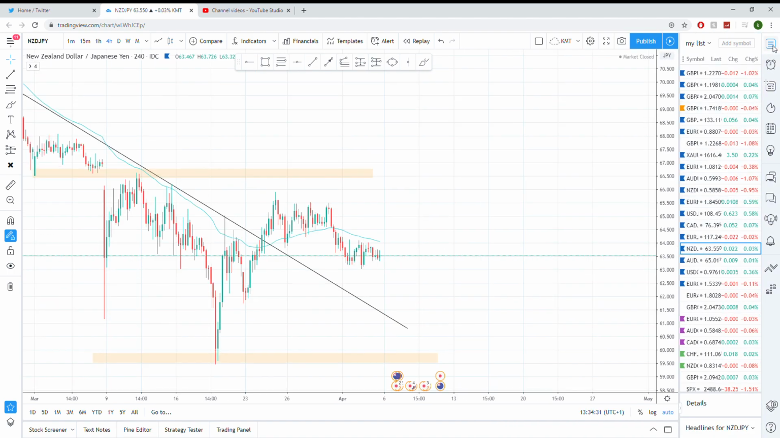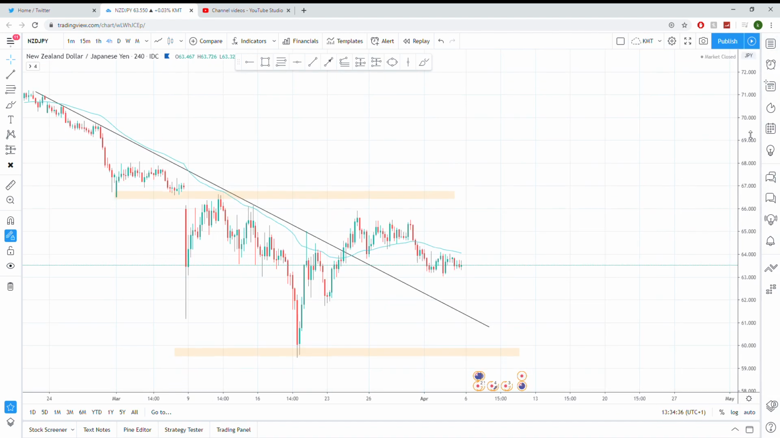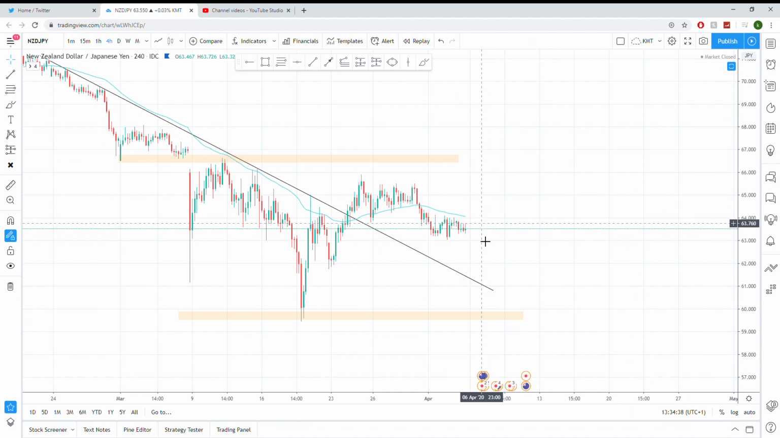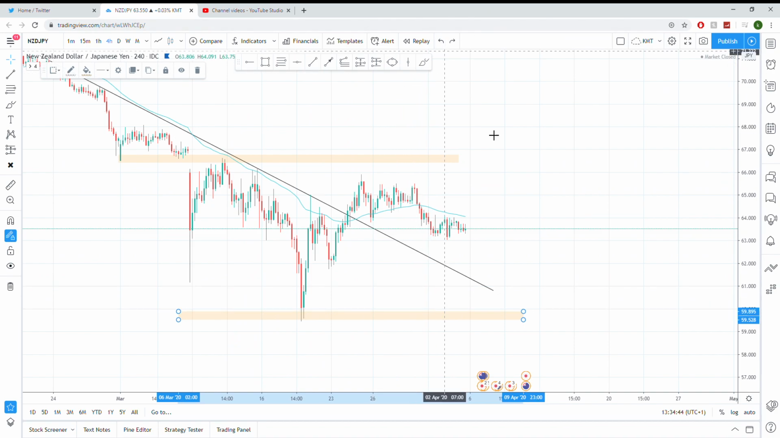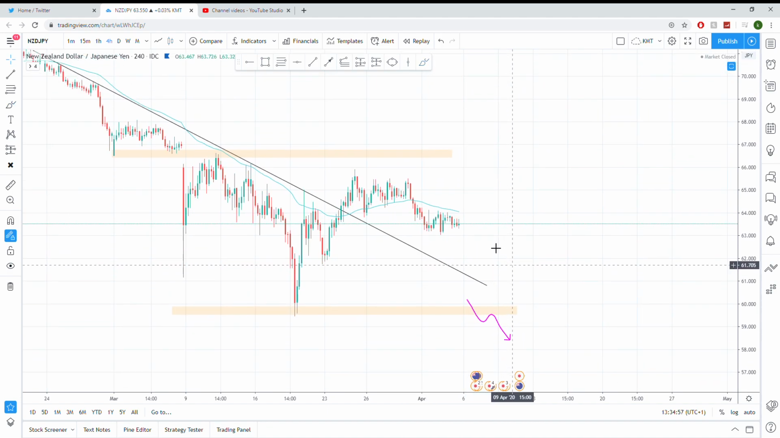Okay, New Zealand dollar to the Japanese yen. Again, a lot of patience is required here. You can see how our range is very far away. The bottom one is at 59.528 to 59.895. A push to the downside, pull back, and again push. And again from the upside, the up momentum.